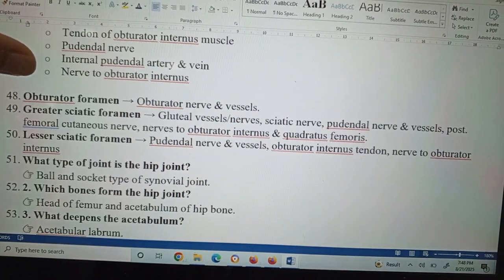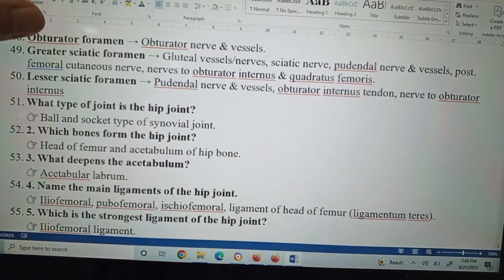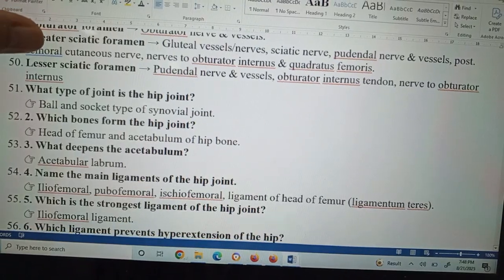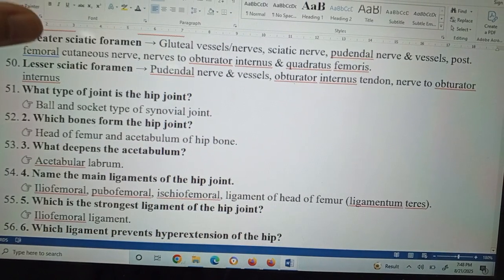What type of joint is the hip joint? Ball and socket type of joint. Which bones form the hip joint, which we have already discussed? Head of femur and acetabulum of the hip bone.